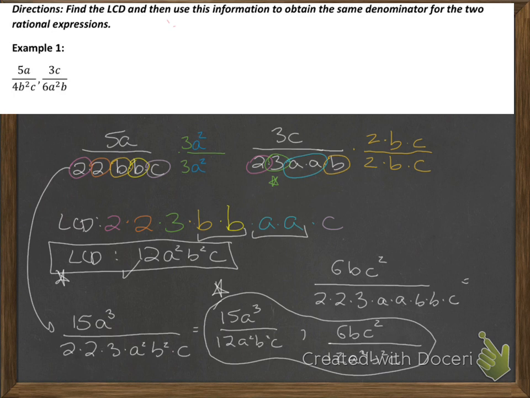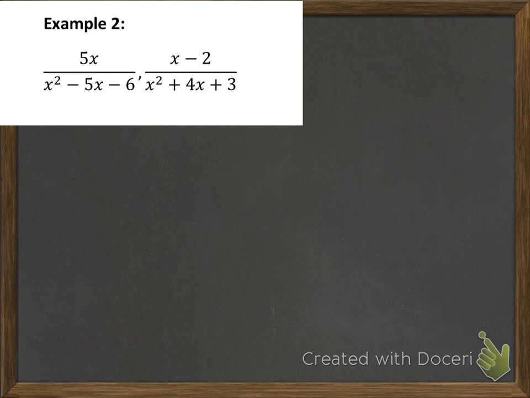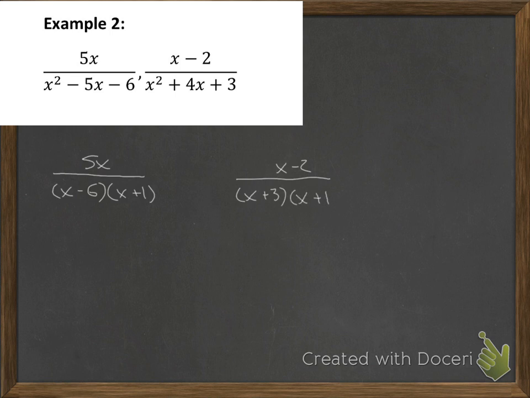All right, let's do another example here. In example 2, you can see we have 5x over the quantity x squared minus 5x minus 6, and then we have x minus 2 over x squared plus 4x plus 3. So the first thing I'm going to do is factor both denominators. I can use the AC method if I want. This factors as x minus 6 times x plus 1. The other fraction, x squared plus 4x plus 3, factors as x plus 3 times x plus 1.